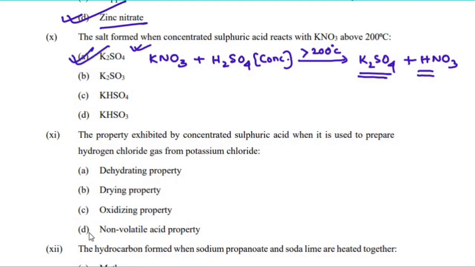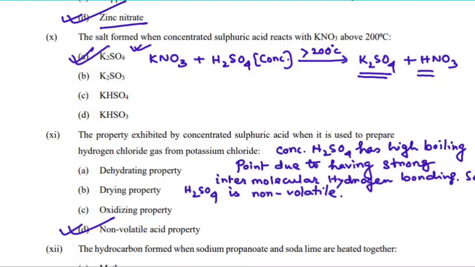Okay. Next question. The property exhibited by concentrated sulfuric acid when it is used to prepare hydrogen chloride gas from potassium chloride. The answer is non-volatile acid property. Why? Because concentrated sulfuric acid has a high boiling point due to very strong intermolecular hydrogen bonding. So H2SO4, due to this intermolecular hydrogen bonding, is non-volatile. So the property exhibited is non-volatile acid property. Next question.